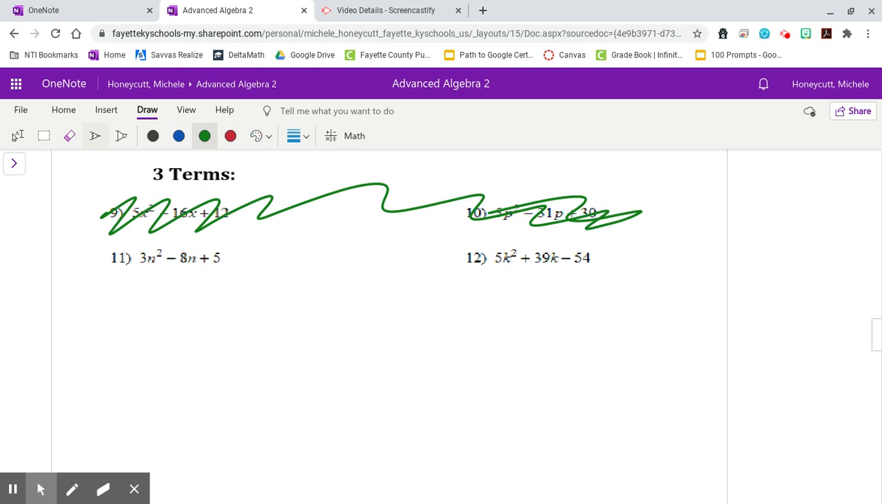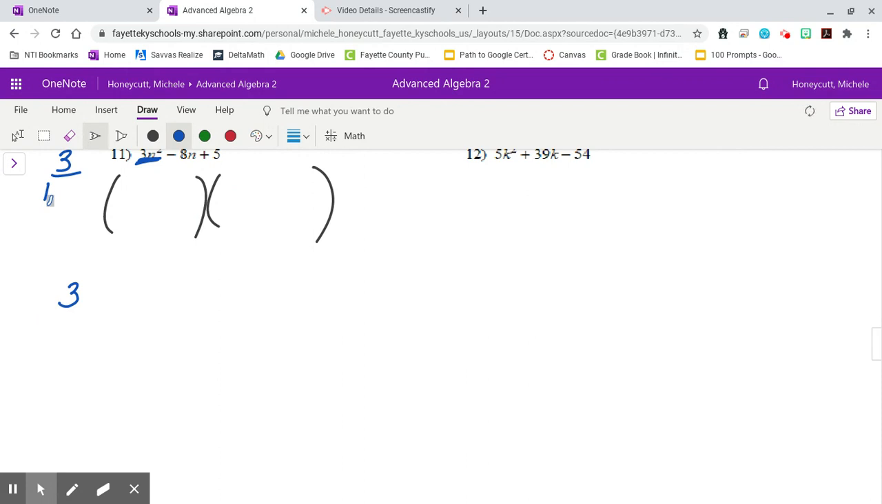So here's what you're going to do. You're going to go ahead and set up your 2 sets of parentheses. Then you look at the first term, 3n squared, and you think, okay, what are 2 things that will multiply to be 3? Well, my only factors for 3 are 1 and 3.